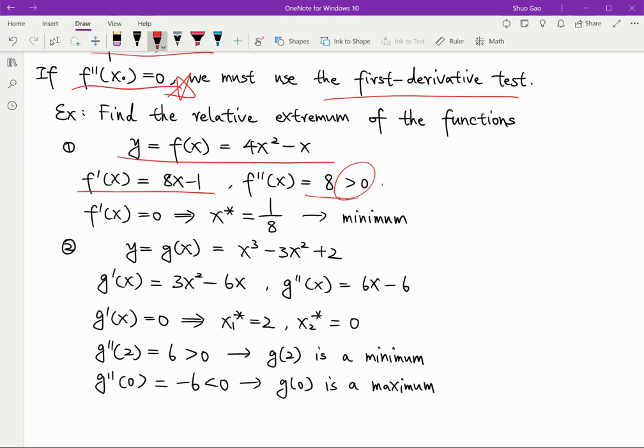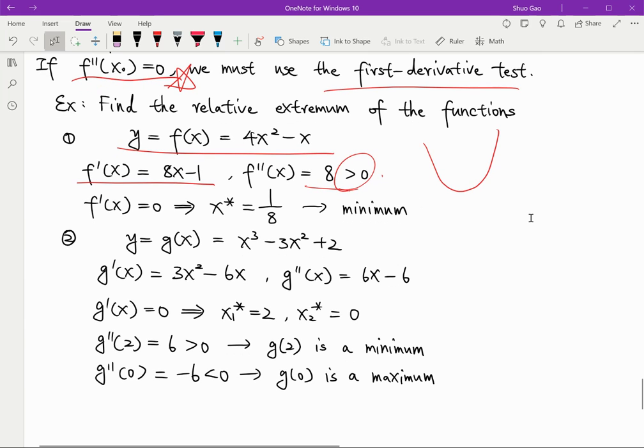So the second derivative is always positive, right? Because it's just a constant function, so it's always positive. That means this quadratic function should look like this. I look at this: the slope always increases. Next, we need to find the stationary point. We let the first derivative be 0. We find that the stationary point is 1/8. So here we have 1/8.